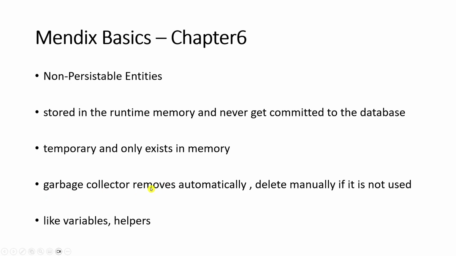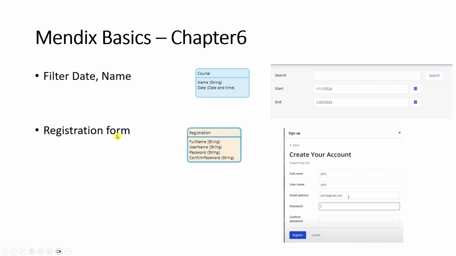Usually, the garbage collector automatically removes these non-persistable entities, but as a best practice, if you are not using them, you can also delete them in a microflow or elsewhere with the delete activity. And never make a commit, never make a loop creating non-persistable entities consecutively. It will burn your RAM, as you know.